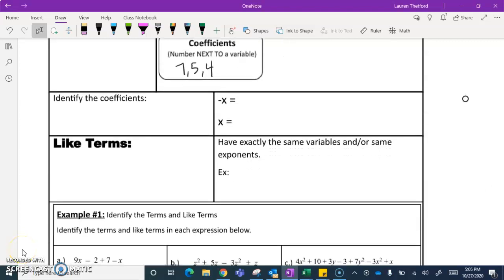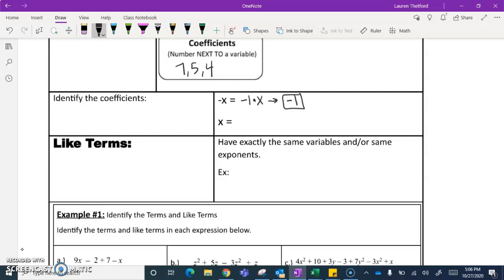All right, so we are going to identify the coefficients. So we have a negative x. When we have a negative x, this is like having a -1 times x, because in order for the x to be negative, it has to be being multiplied by something. So in this case, our coefficient is -1.